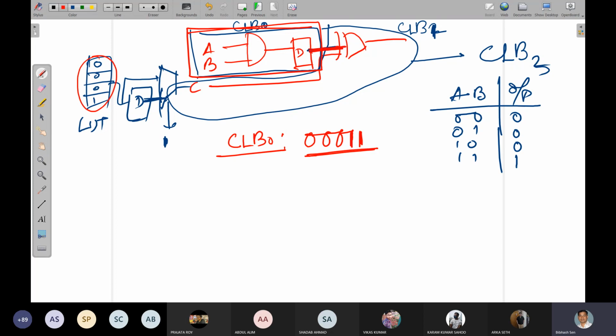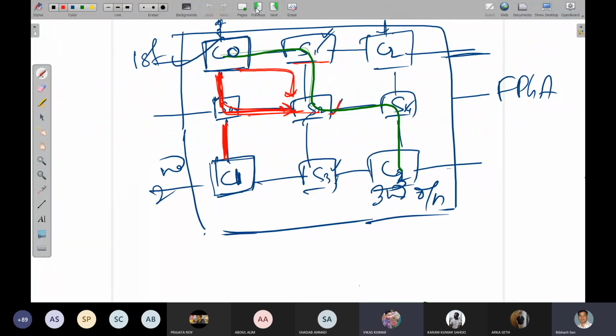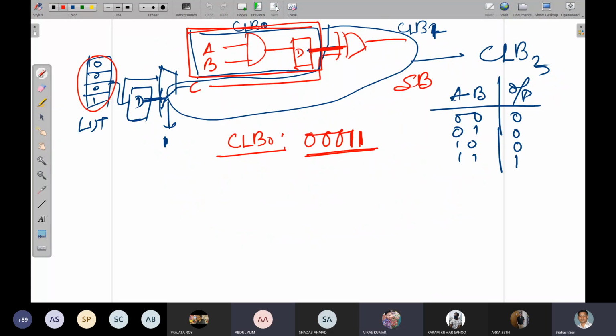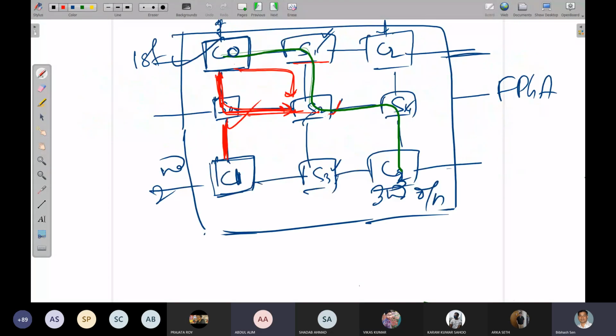Now this output is propagated with the switch box. What is our switch box number? S0. Okay, first S0, S1, S2, S3, S4. And our target is S0 and S3. Others should all be 0. Is it clear? Yes, sir.